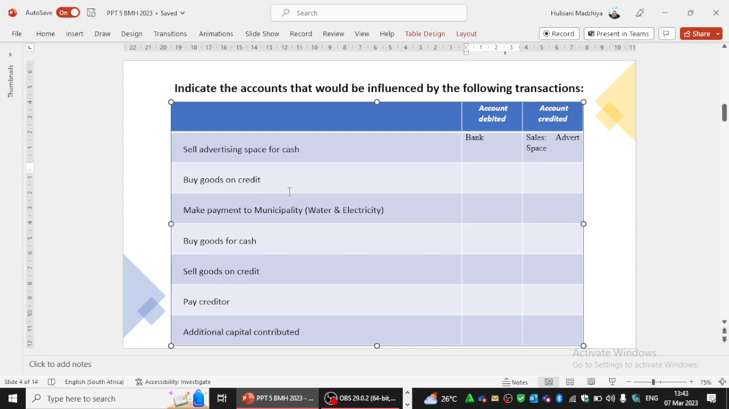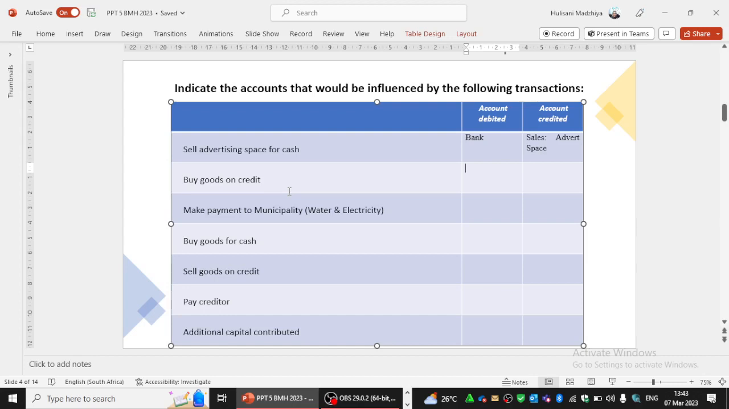So the third question is to make payment to municipality, water and electricity. So we're paying the municipality, water and electricity. So under this account, we're going to ask ourselves what is actually happening. We are making a payment to the municipality, so there's no word of credit, meaning that this will actually be a cash payment to the municipality, because we used water on credit and then we get billed at month end and we make payment to the municipality for water and electricity that we used during that whole month. So we're actually making payment for water and electricity to the municipality. So that's how we get to understand the event that took place.